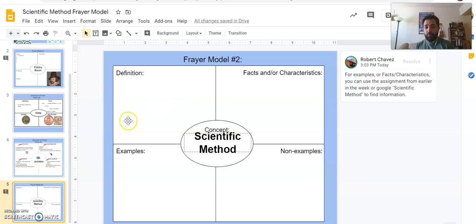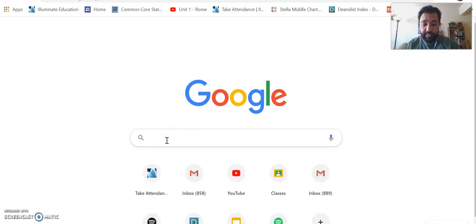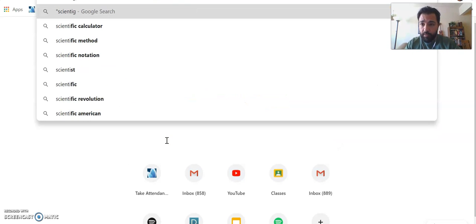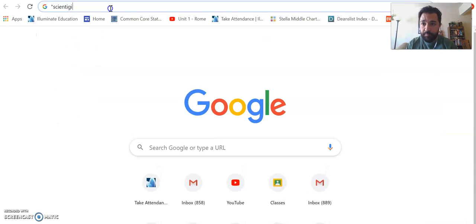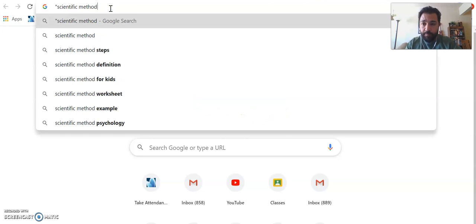So in your Frayer model, you're going to be doing similar things. Again, I wrote a note here saying for examples or facts and characteristics, you can use the assignment from earlier in the week or Google scientific method to find information. So you can Google scientific method to find facts or characteristics about the scientific method. I'm going to show you an example of that. I'm going to go to scientific method in Google, and it expanded a little bit here. Let me see if I can move the page up. There we go. Scientific method, put it in quotation marks so that it searches the words together in that order.